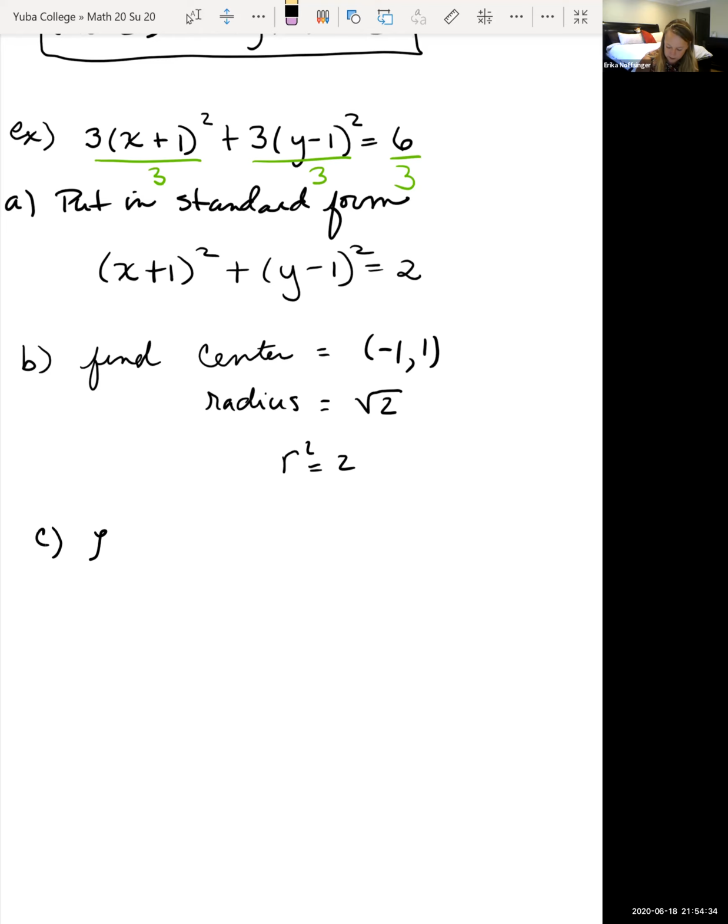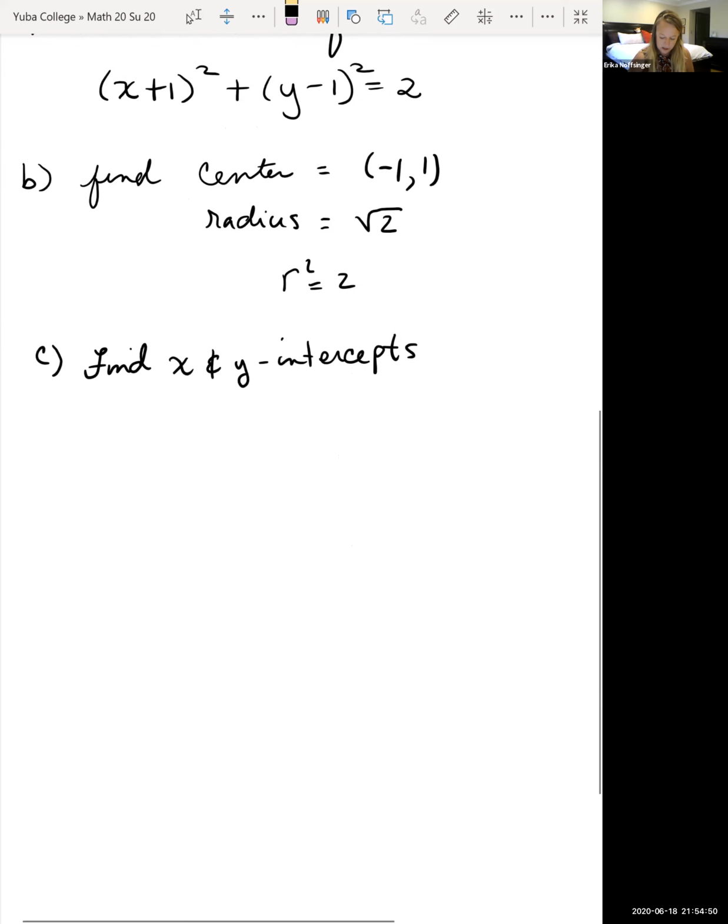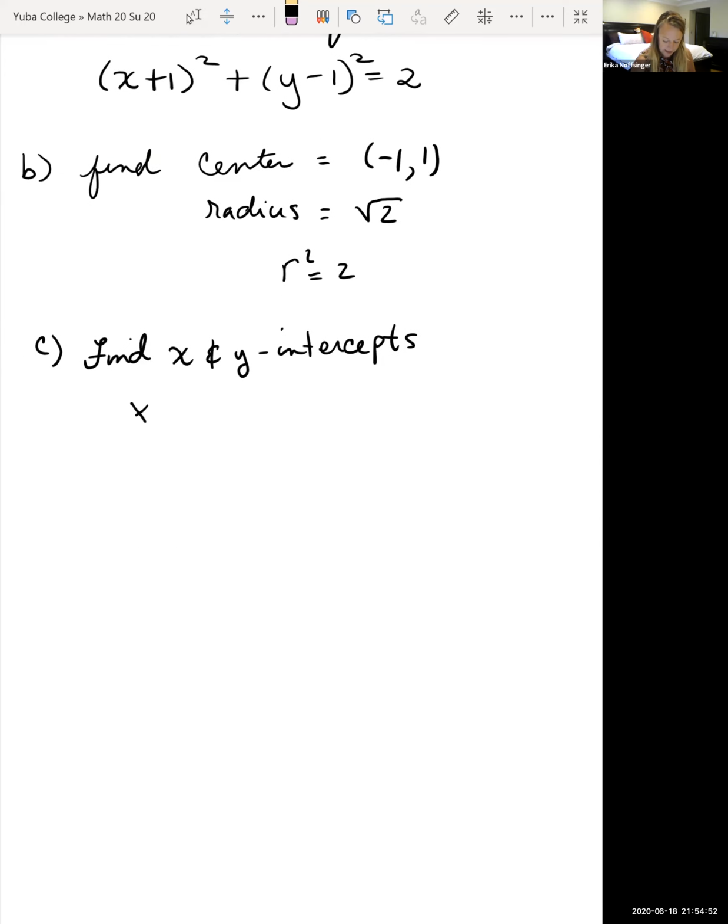We could graph this without finding the x and y-intercepts, but you should be able to find x and y-intercepts. And I believe some of the homework asks you to do that. So recall x-intercept, we let the y value equal 0 and solve for x.